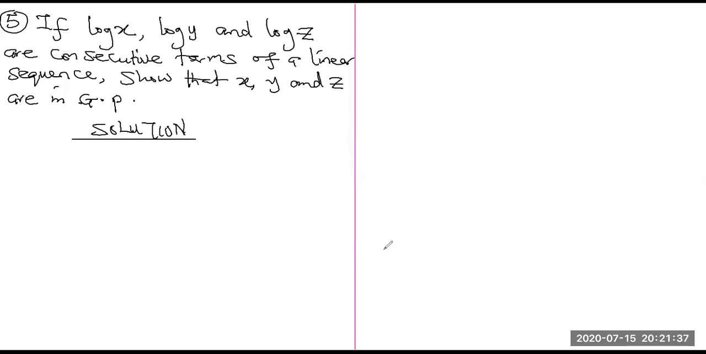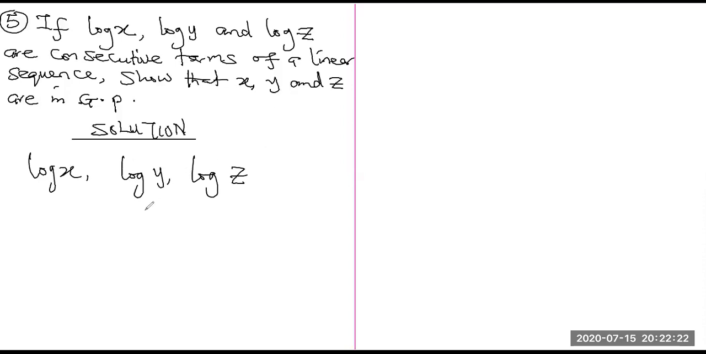We are told in question 5 that log x, log y, and log z are consecutive terms. They didn't tell us their position. They didn't say it is the first, second, and third, or the fourth, fifth, and sixth. They just say consecutive. So we can just say log x, log y, then log z, one after the other, consecutive terms of a linear sequence. Linear now, not exponential, so a common difference applies here. Show that x, y, and z are in GP. Remember this is log x, log y, and log z. They are asking us to prove that x, y, and z, not the logs, just the ordinary numbers, are in geometric progression. So we need to understand what is happening between them.